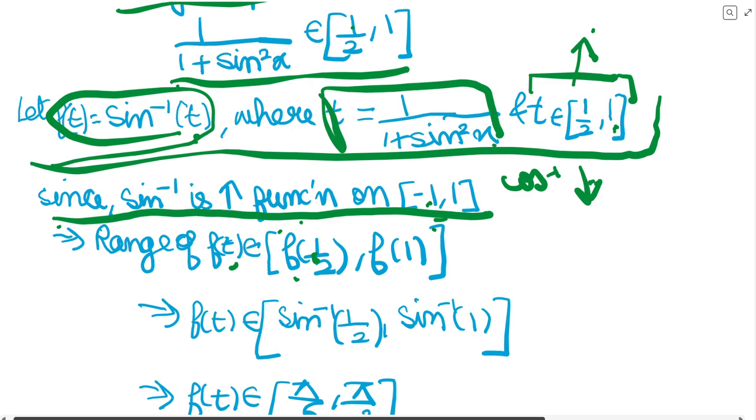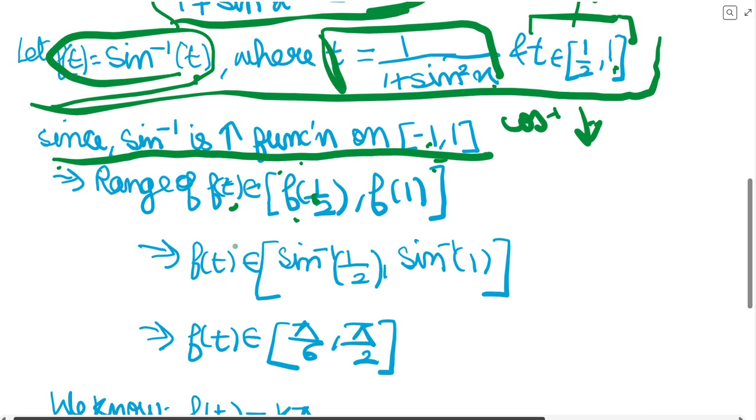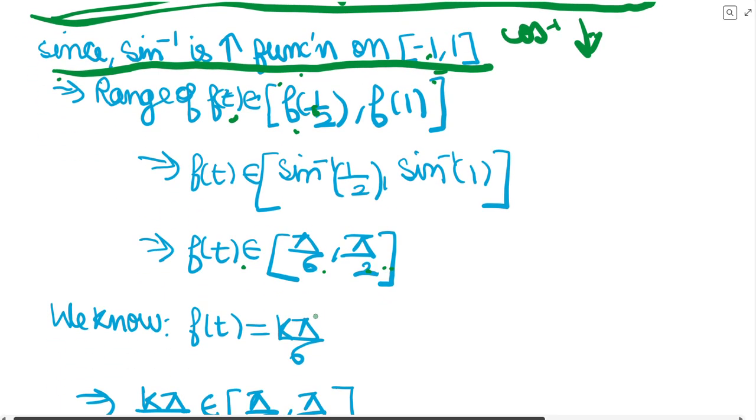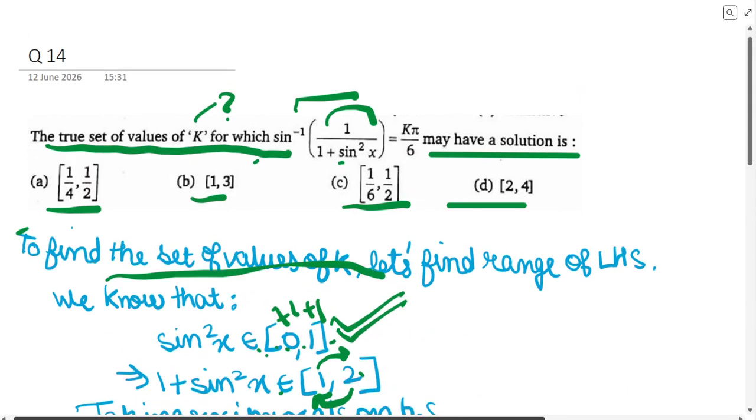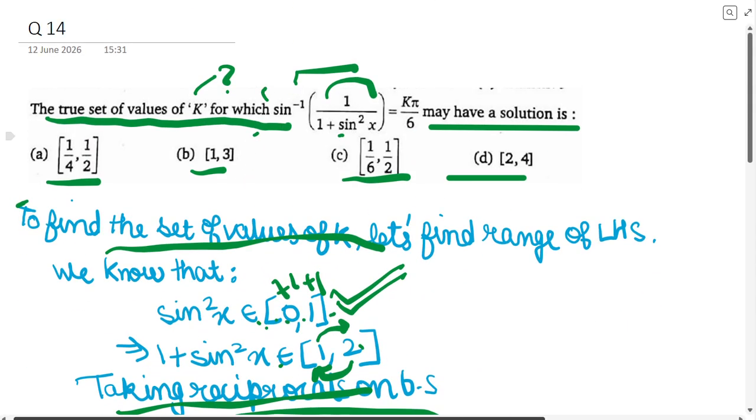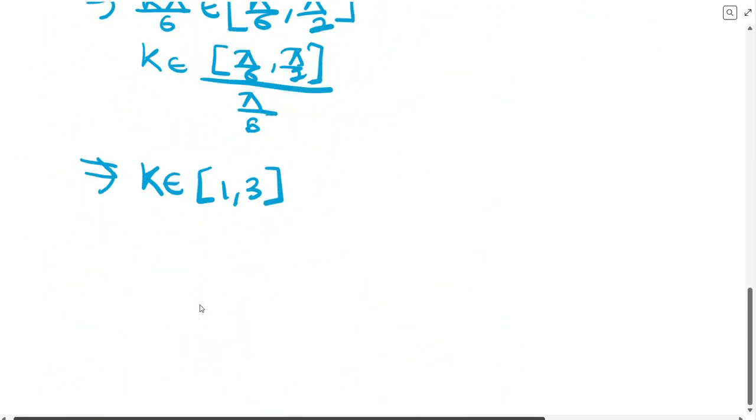We already found out its range earlier here, so why will we write again and again? So f of t belongs from pi by 6 to pi by 2. Remember, we know that f of t is k pi by 6, right? So basically, what is f of t? f of t is this left hand side part which we assumed.